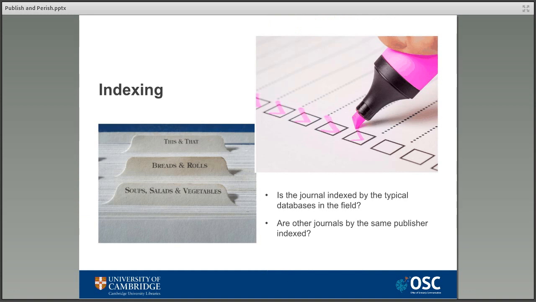As with membership of a recognised association, having a publisher or a journal appear in a recognised database can help to reassure researchers. If the researcher is happy with the criteria for inclusion in the database, then they should be happy with that particular title. Some newer titles will not yet be indexed in the typical databases in the field, as these take time to build up, but researchers can always look at titles by the same publisher to see if those have been included.